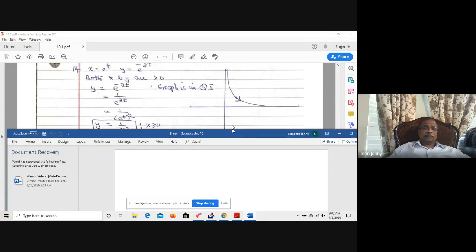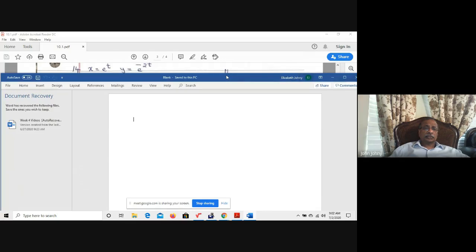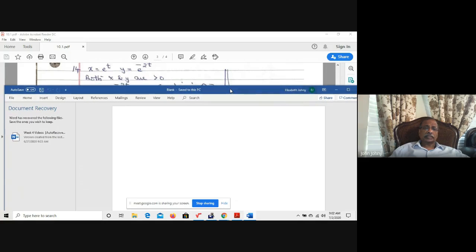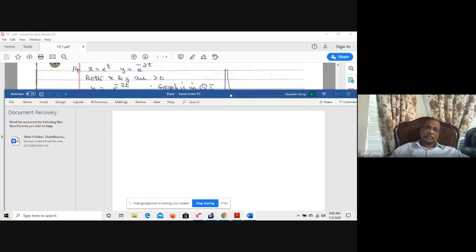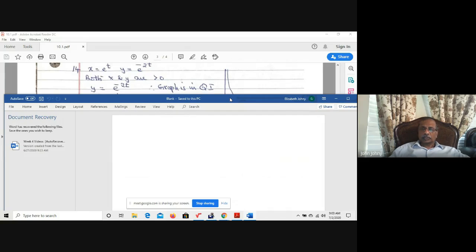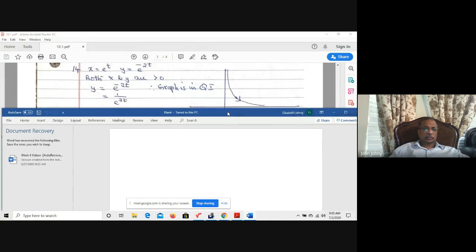Number 14. x is equal to e to the t, y is equal to e to the negative t. This means both x and y are positive. e to the t is always positive. e to the negative t is also always positive. So x and y are positive, which means the graph is completely in the first quadrant, because x is positive and y is positive only in the first quadrant.